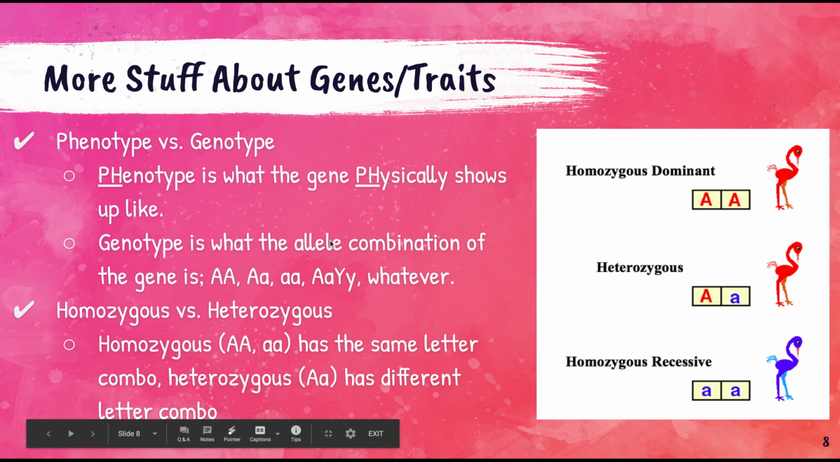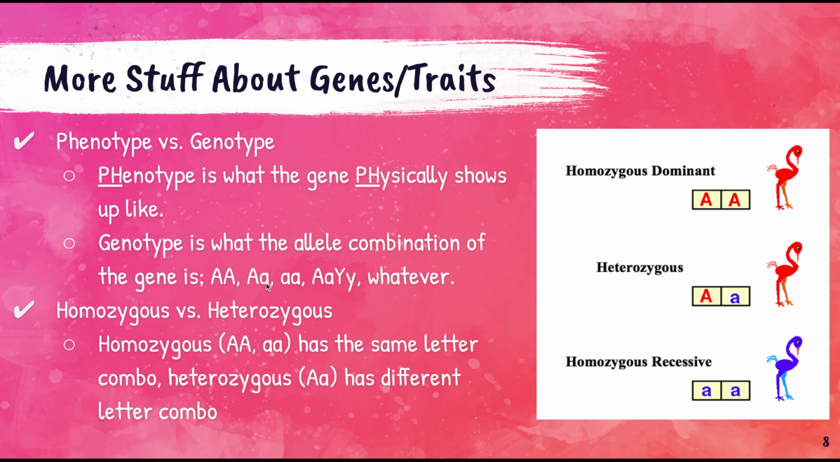Genotype is what allele or letter combination of the gene there is. So you could be big A, big A, big A, little a, little a, little a, big Y, little y, whatever the letter combination is. So if you look over here, what's its genotype? Big A, big A. What's the genotype?